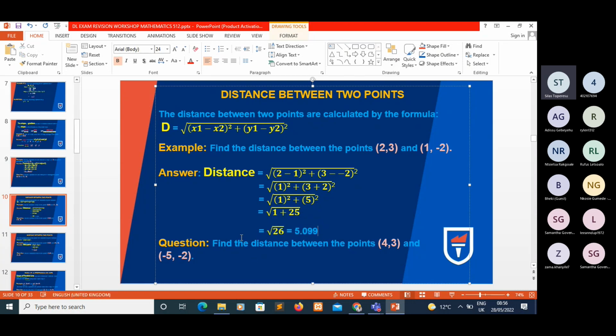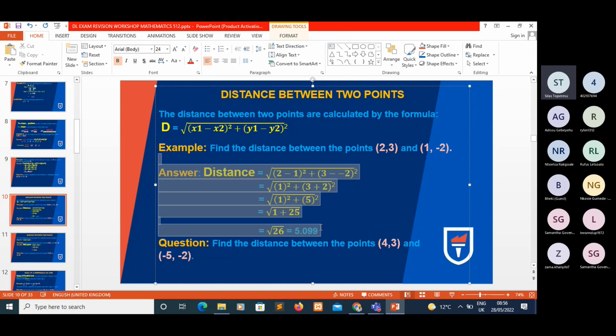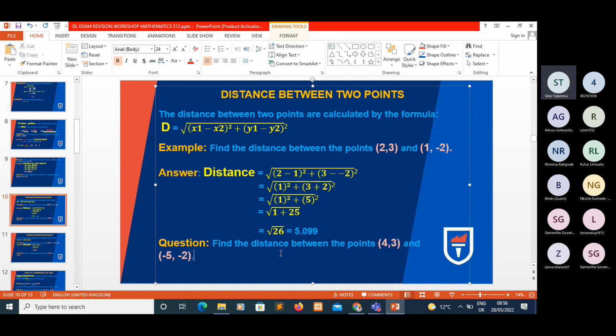So when I share this slide on the group again, I need you to go and answer this question using the same concept. The question is saying, find the distance between points 4, 3 and -5. Once you are able to solve it, you should follow the same steps that I did here and get your distance between those 2 points. Okay, I think it's clear how to calculate the distance between 2 points.